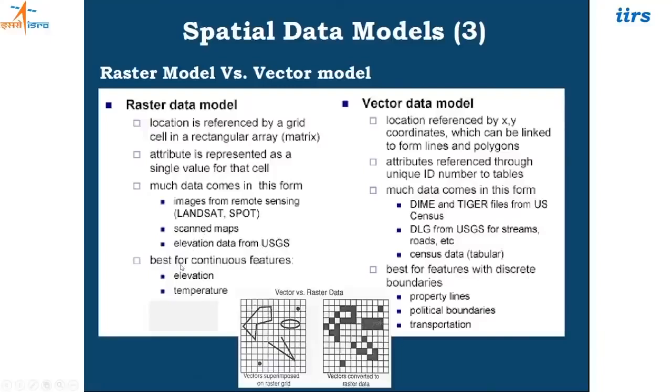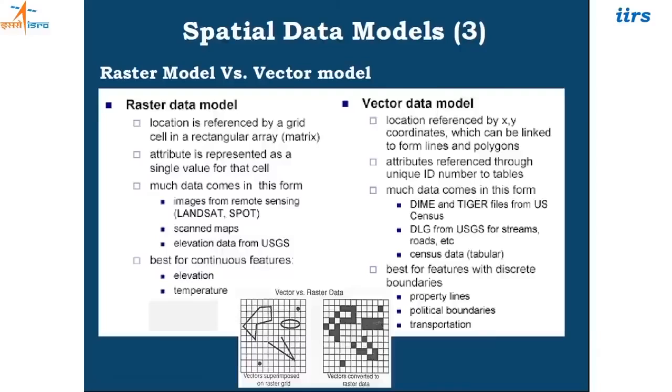Now this raster data model is best suited for continuous features like elevation or temperature. Suppose I want to represent this temperature phenomenon through a map, then I can go for the raster data model, a continuous feature, showing how it varies.